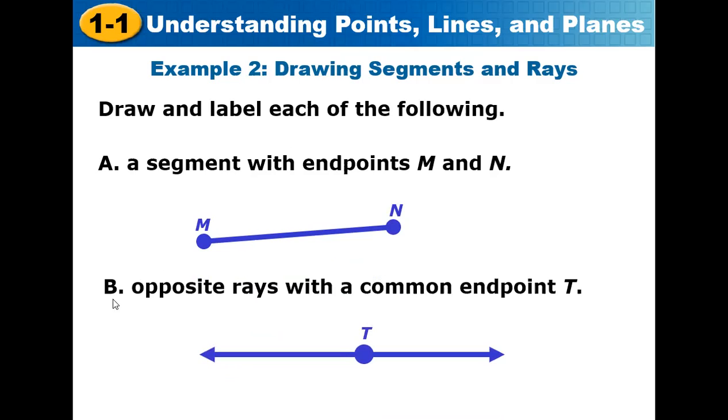Next, opposite rays with a common endpoint. So we have T at the middle, the common point, and then we will go in this direction and this direction, because we said opposite rays with a common endpoint.